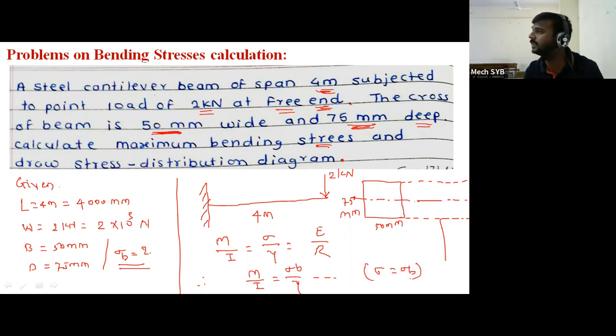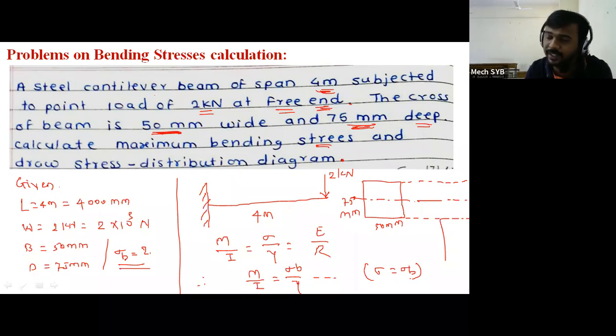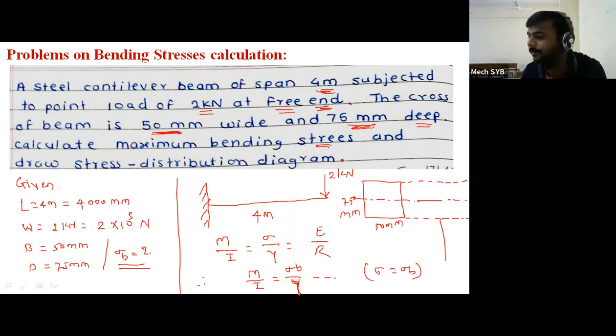Sigma B is equal to sigma आहे तुमचा. त्यामुळे तुम्ही निस्ता सिग्मा जरी काढला तर that will be also your bending stress. And if you have calculated sigma B, it also represents the bending stress. So M upon I is equal to sigma B upon Y. Okay. So now, as per, write down.